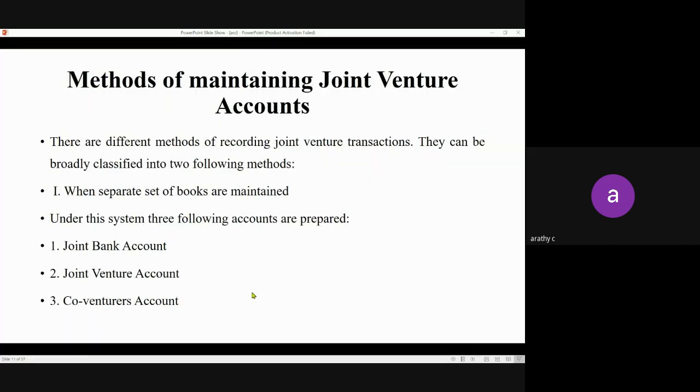Next is methods of maintaining joint venture accounts. There are mainly two different methods of recording joint venture transactions. The first one is when separate set of books are maintained, and the second one is when separate set of books are not maintained. So first we move on to the first method, that is when separate set of books are maintained. Under this system, mainly three accounts are prepared, that is joint bank account, joint venture account, and co-venturers account.